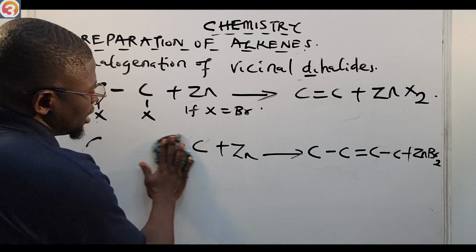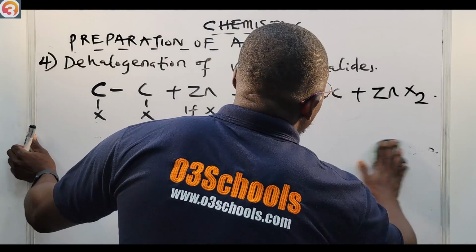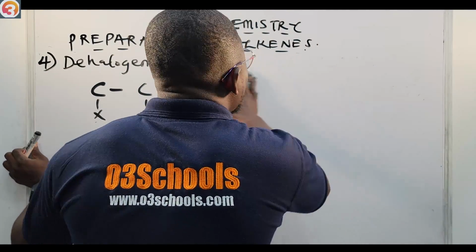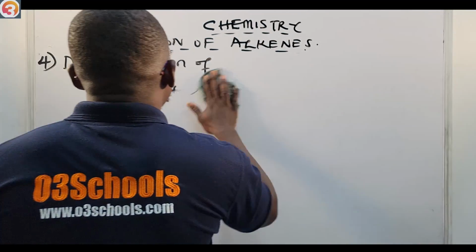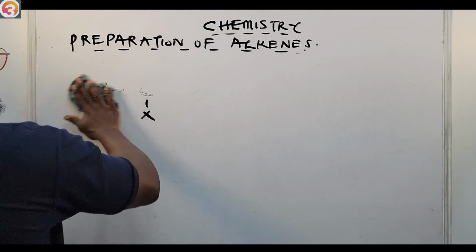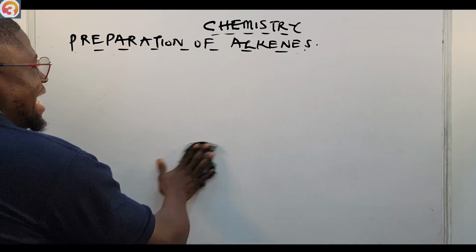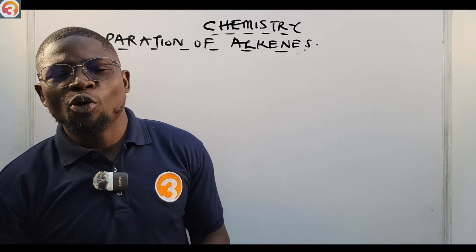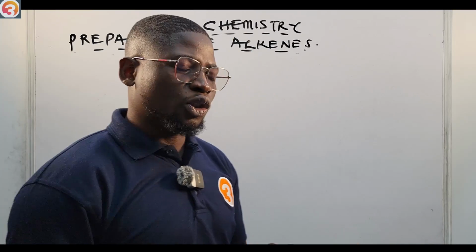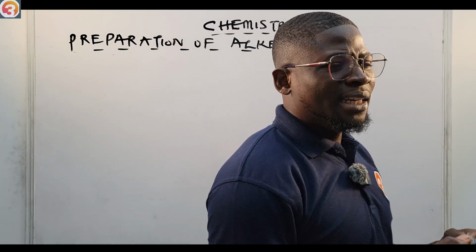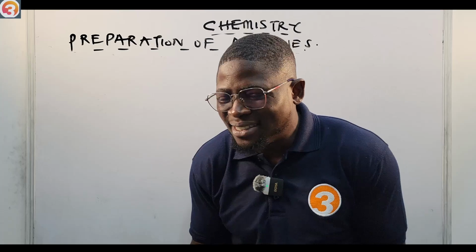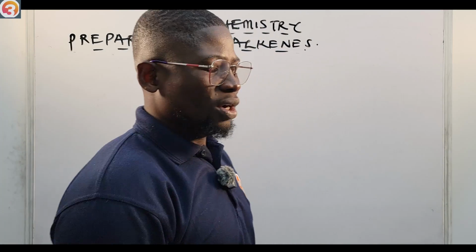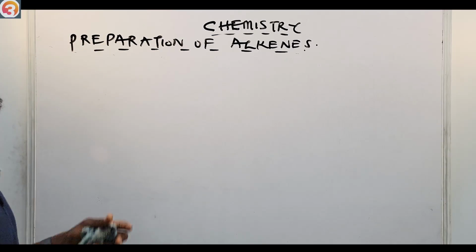So let us see the last method that we're going to consider for preparing alkenes. That method is called reduction of alkynes. Once we reduce alkynes, depending on the catalyst that we use, we are going to have either a cis structure or a trans structure. Let us see an example.